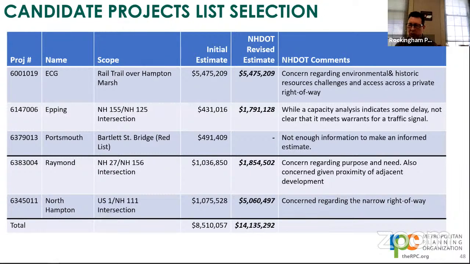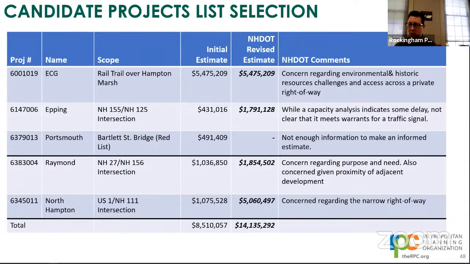Portsmouth, the Bartlett Street Bridge: DOT did not feel they had enough information to make any sort of informed estimate or have a real discussion about that project. That led to some discussions during our meeting with DOT about one of those chicken and egg kind of things, where if they had let me know they didn't have enough information, maybe I could have found and provided that information working with the city. Going forward, we'll be trying to address those issues so that those don't happen again.